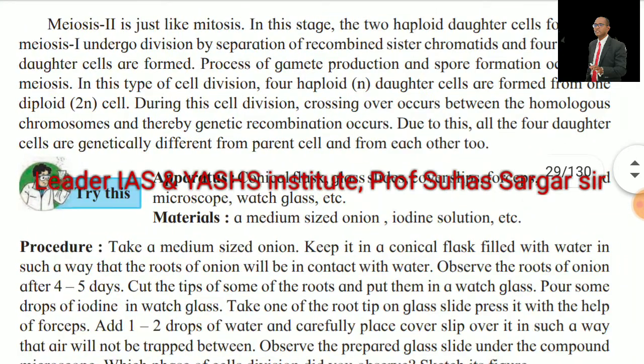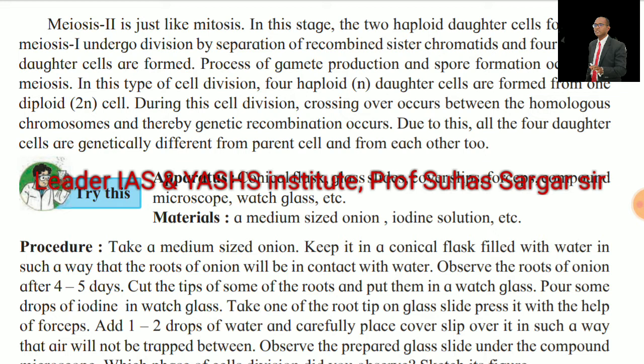Meiosis 2 is just like mitosis. In this stage, the two haploid daughter cells formed in meiosis 1 undergo division by separation of recombined sister chromatids and four haploid daughter cells are formed.